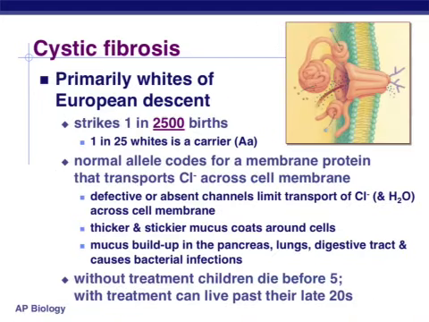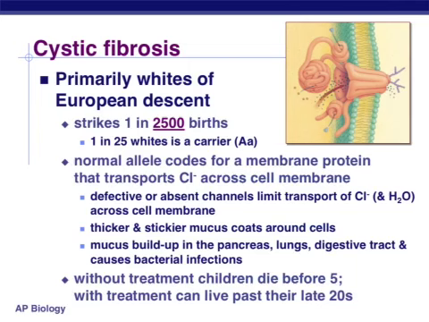All right, and a classic example of this would be cystic fibrosis, which we've kind of talked about already, but let's refresh our memories. It primarily affects whites of European descent. It strikes 1 in every 2,500 births. So that means about 1 in every 25 Caucasian people would be carriers.